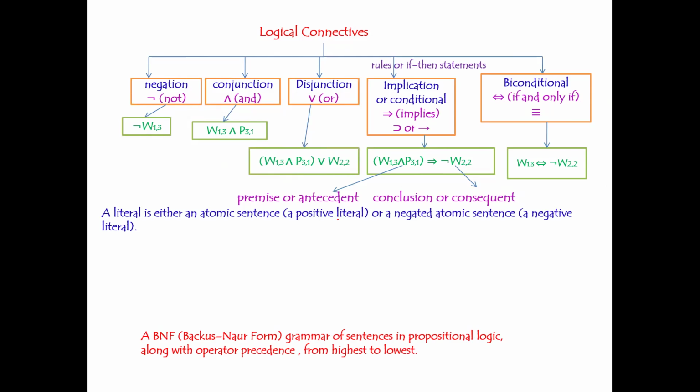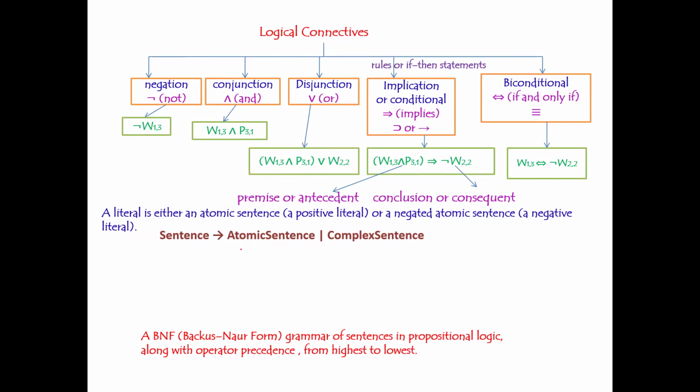So now let us see the BNF form, that is Backus-Naur form, grammar of sentences in propositional logic along with the operator precedence. Here we have seen many operators: not, and, or, implies, and if and only if. So totally 5 we have seen. We should know what their precedence is also, right? So for that, we have denoted using BNF grammars.